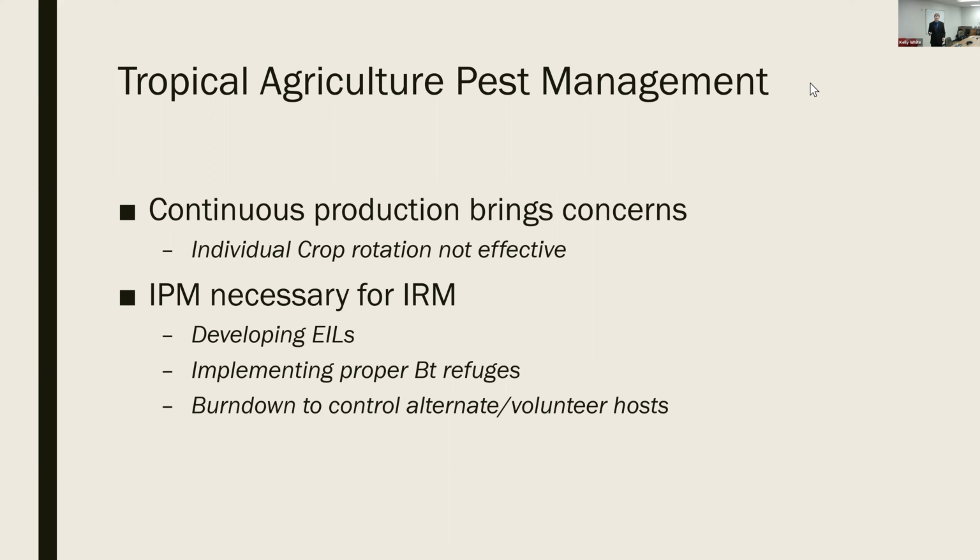As a result, it has been very necessary to develop IPM strategies for proper resistance management in these areas. This includes the development of proper economic injury levels to inform when insecticides are actually needed for management. It is very important in these areas to implement proper use of BT refuges when BT crops are utilized, and also using burn down treatments to control any alternate or volunteer hosts in the area in order to ensure that that pest cycle can be broken up as much as possible.